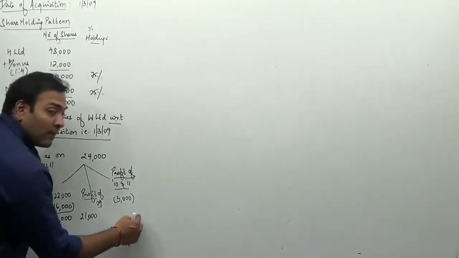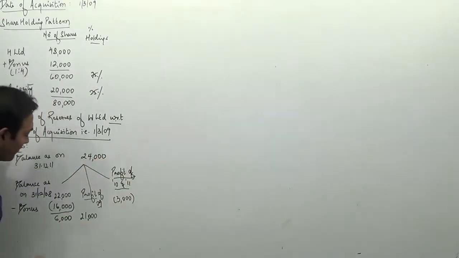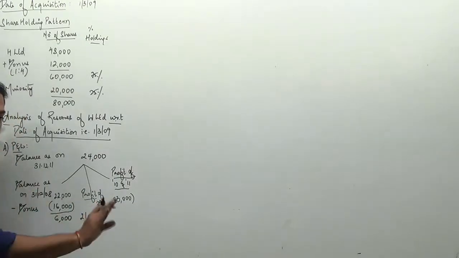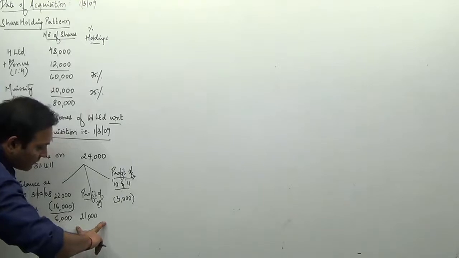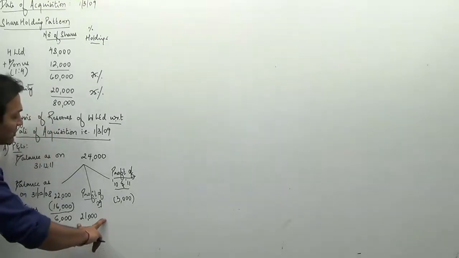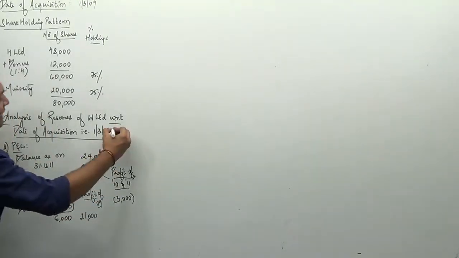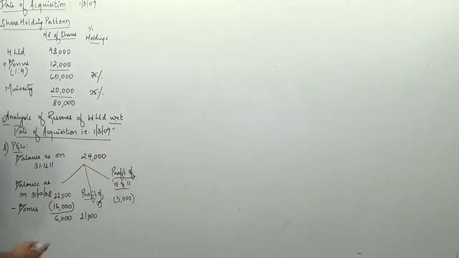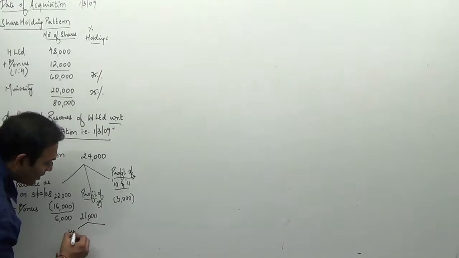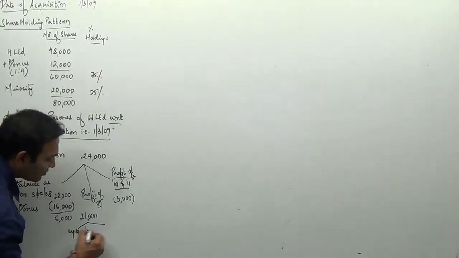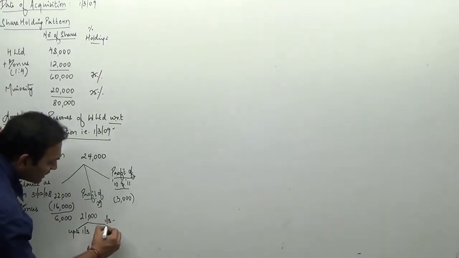6 plus 21 minus 3. Perfect. 24. This 6,000 is pure pre-acquisition. I don't have any doubts regarding that. But here, this is a problem, because here I have the profit of 2009 and my date of acquisition is 1st March. So this I will split: up to 1st March, and 1st March to 31st December.